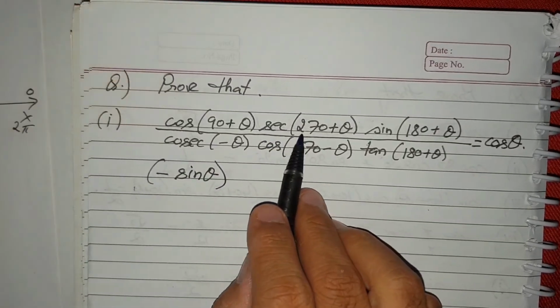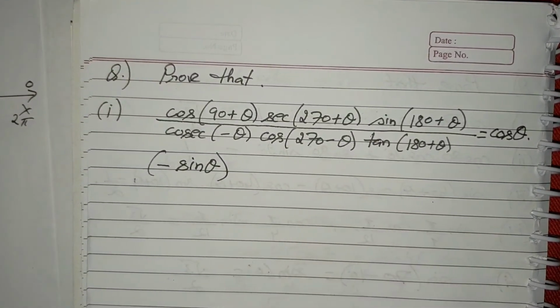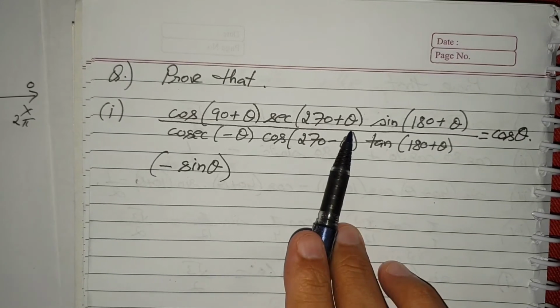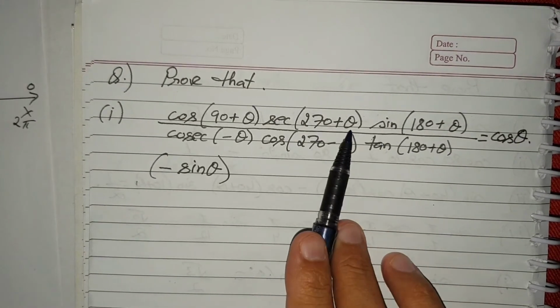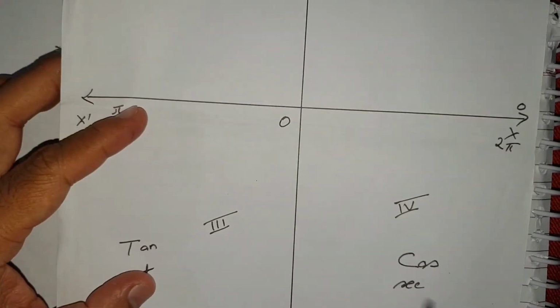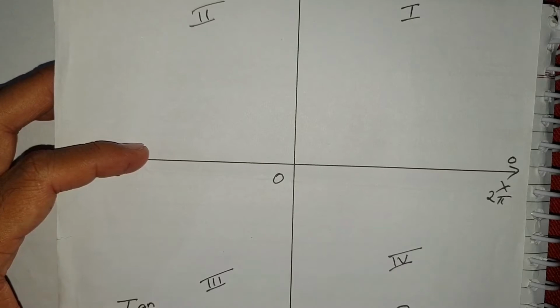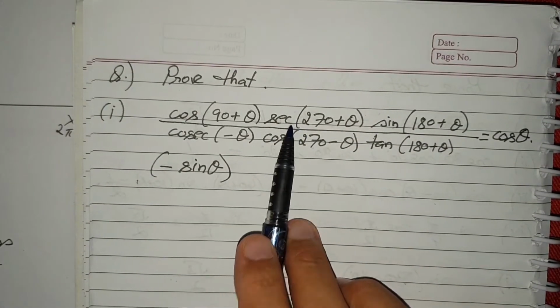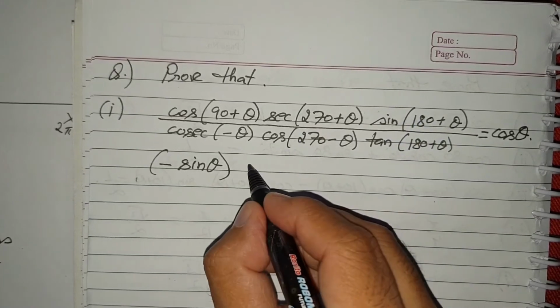Okay. Sec 270 plus theta. Again this is 270, so sec will change to cosec. But 270 plus theta will be in the fourth quadrant. In the fourth quadrant, cos and sec are positive. So sec is positive, but sec will change to cosec. This will be cosec theta.